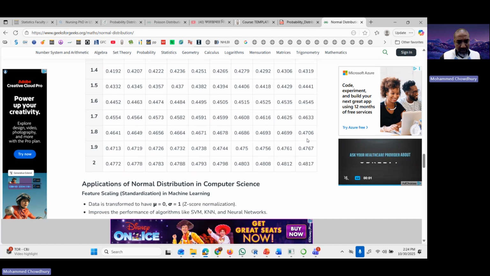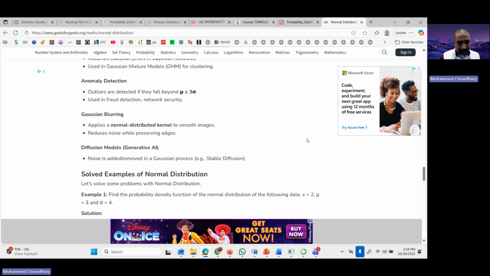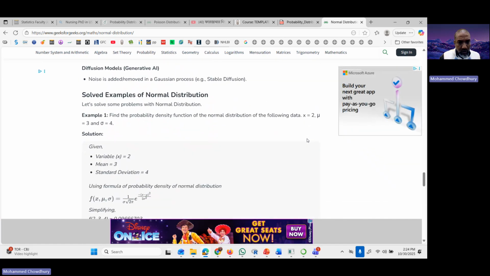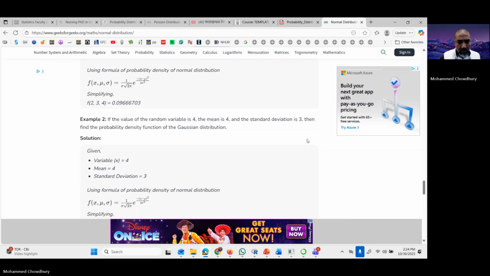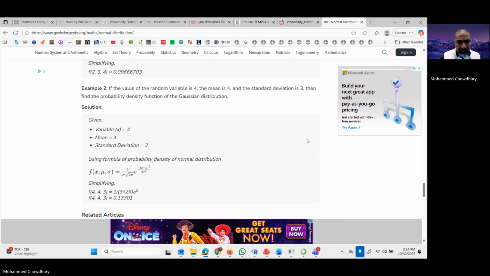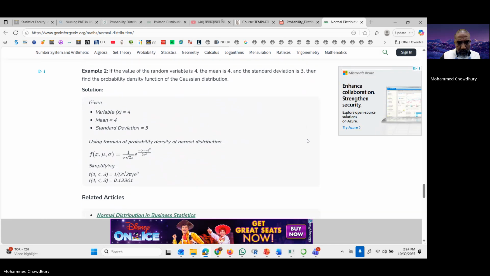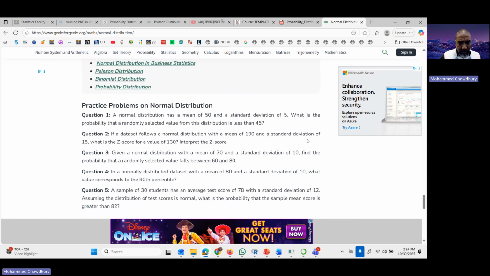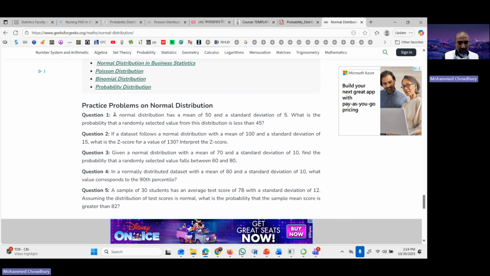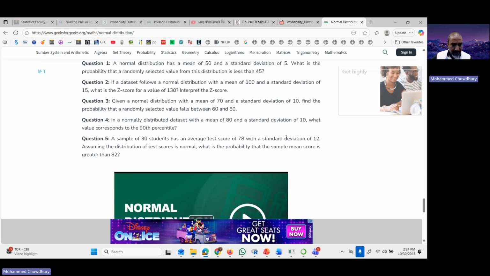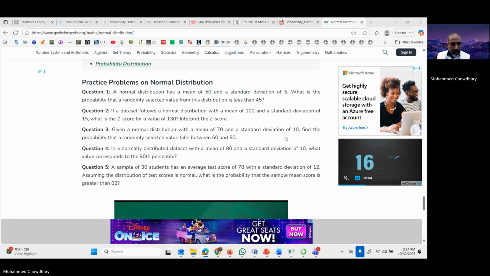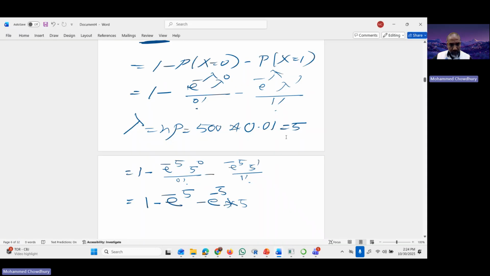This is the normal distribution table. I discussed these things in detail. In normal distributions, let us solve these things. A normal distribution has a mean of 50 and a standard deviation of 5. Let us solve these 5 problems. Then maybe that is enough.